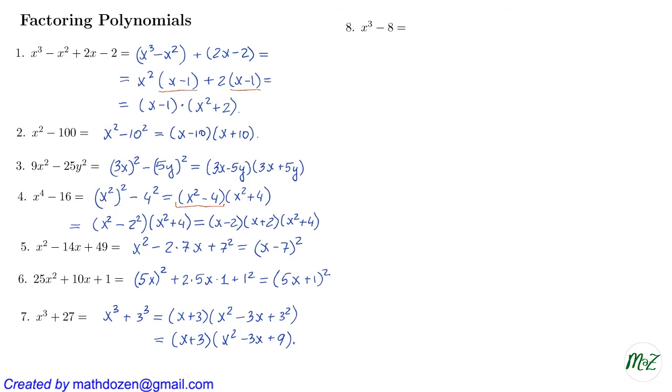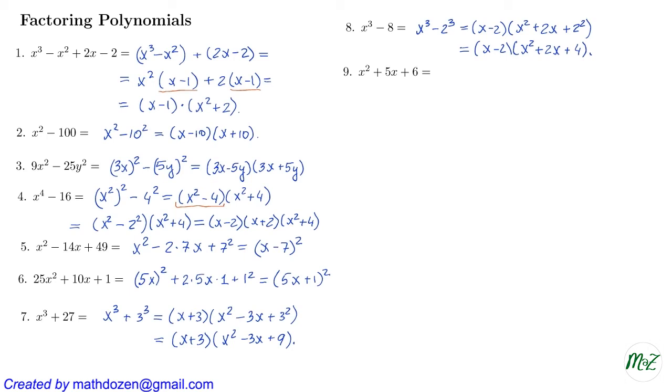And in problem 8, we're looking at x cubed minus 8. This is x cubed minus 2 cubed, and by the difference of cubes formula, we're looking at x minus 2 multiplied by x squared plus 2x plus 2 squared, which gives us x minus 2 multiplied by x squared plus 2x plus 4.